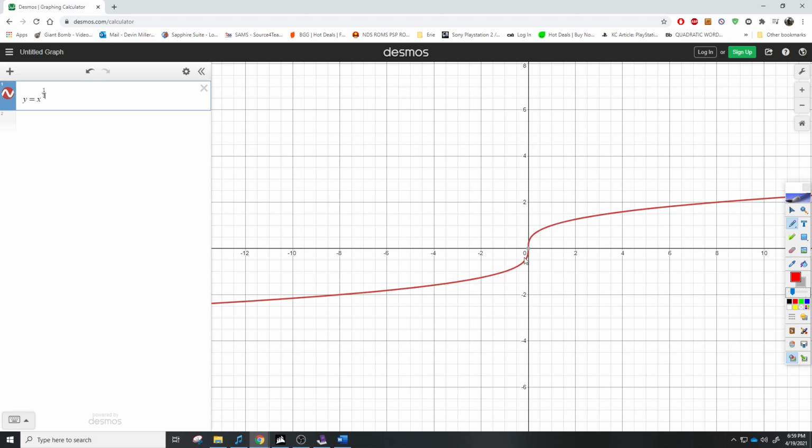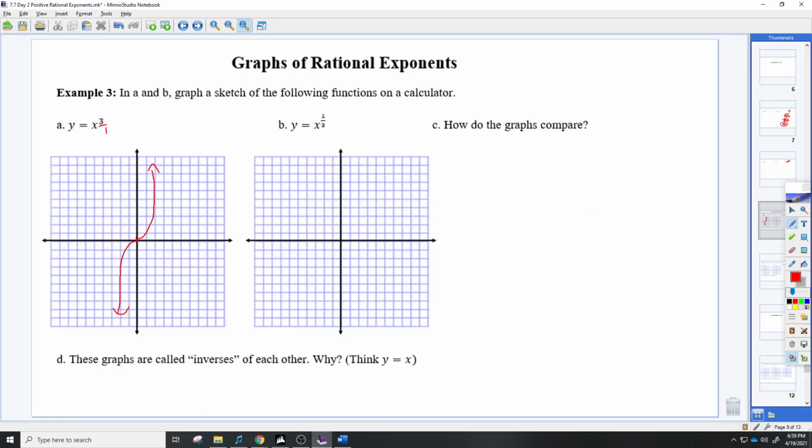So look what happened to it by changing it from 3 to 1 over 3. Pretty interesting. So now we have it kind of going sideways. We have it going like this. And this one's pretty hard for me to draw here. Not the best. Something like that. Close to that. So how do the graphs compare?